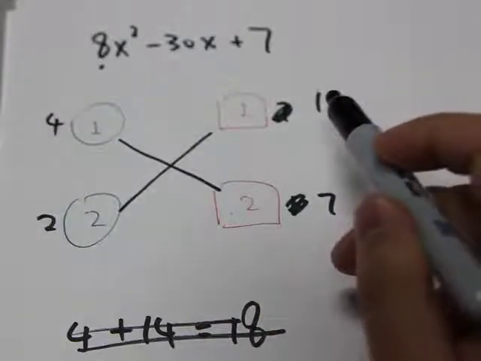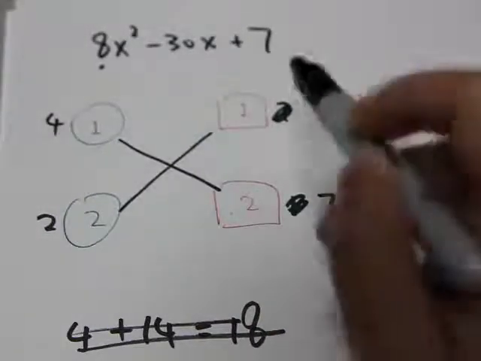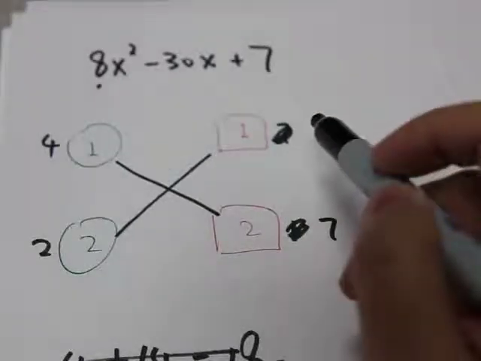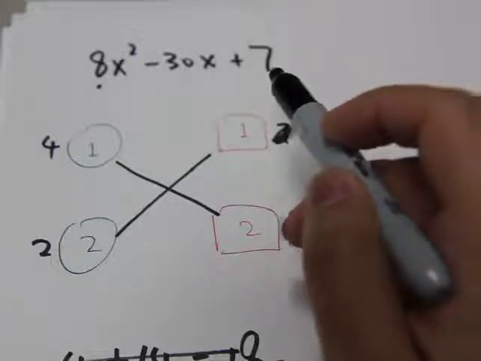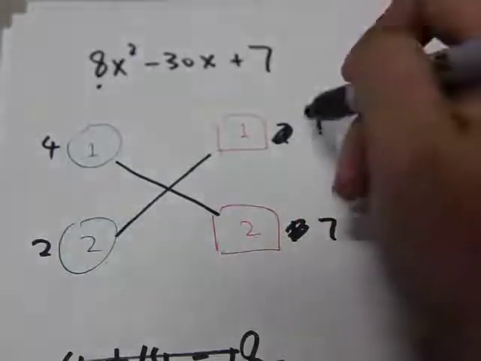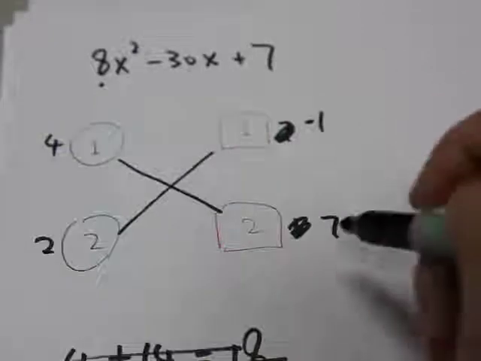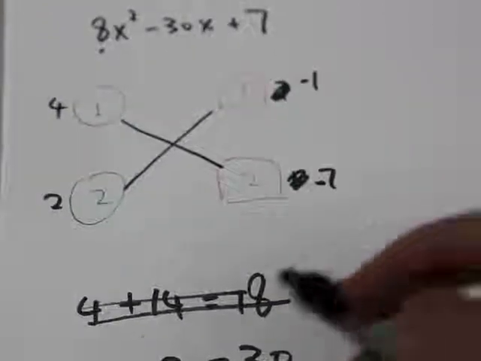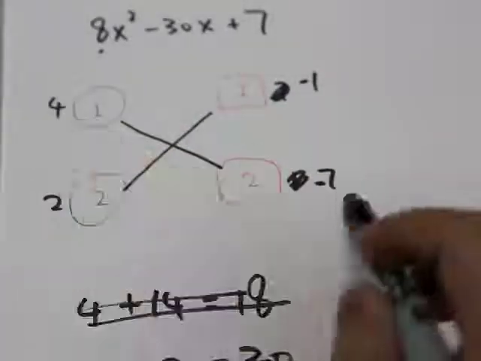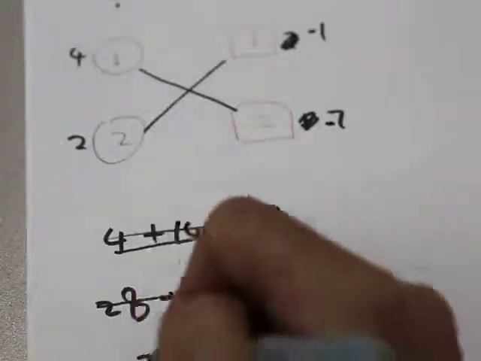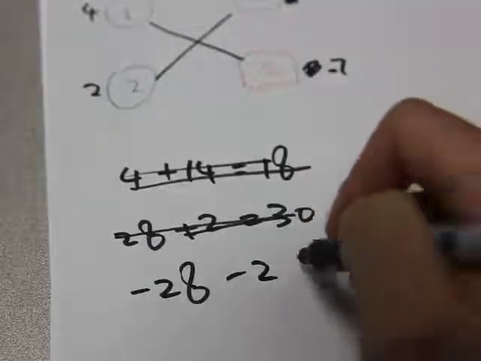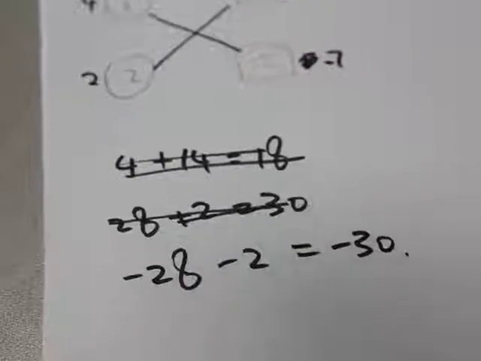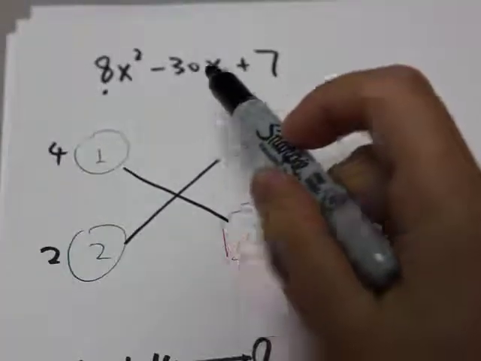Now remember, negative 1 times negative 7 also equals 7. So I mean negative 7 and negative 1, they are also factors of positive 7, right? So if I change this into negative 1 and I change this into negative 7, now we have 4 times negative 7, which is negative 28, and 2 times negative 1, which is negative 2. So the sum is a negative 30. Okay, which is the coefficient of x.